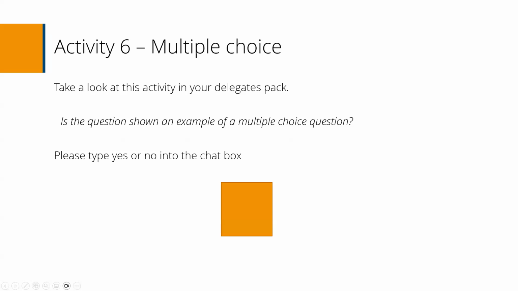Right, let's have a look at activity six. Multi-choice tables activity in the delegate booklet. Is the question shown an example of multi-choice? So let me go and have a look at the delegate booklet. If you've got your delegate booklet to hand, you can see if that is right for activity six. Here we go. Right, take a look at the question below. Is the question shown an example of multi-choice? Please type your yes or no in the chat box.